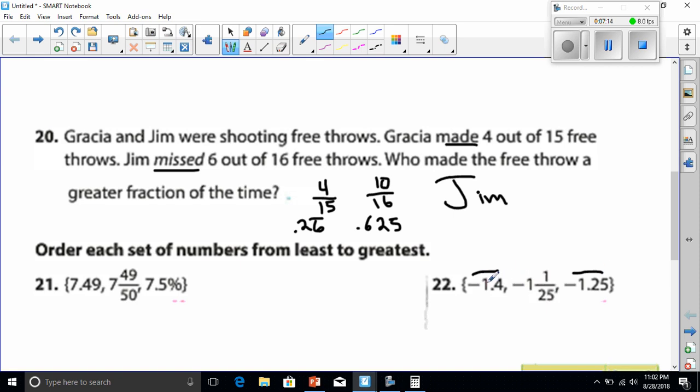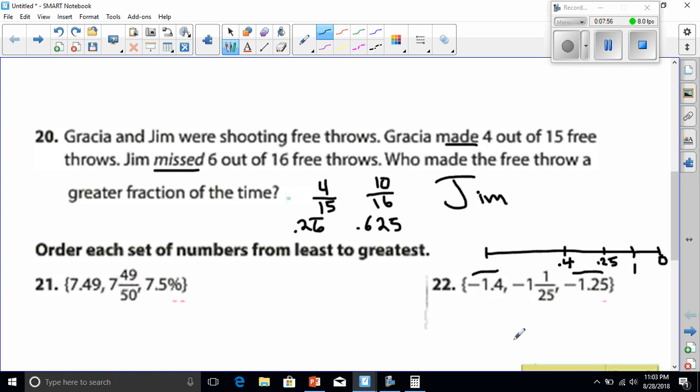Well, negative 1.4 or negative 1.25. Well, if I was to make my number line, and we remember that negative 1 is going to be past 1. So this would be 1 over here. Over here would be my 0. And now I'd have, let's see, this says 0.4, this is 0.25. And I know that 0.25 is closer to 0 than 0.4. So my greater number is going to be negative 1.25.